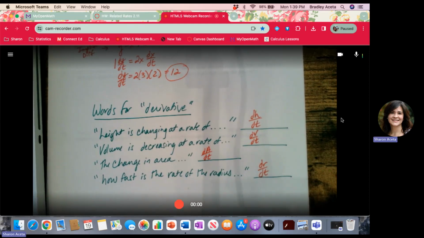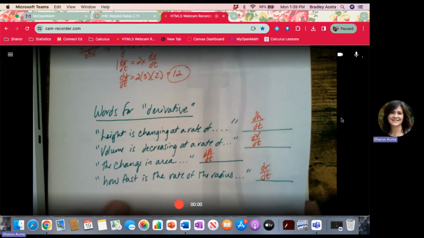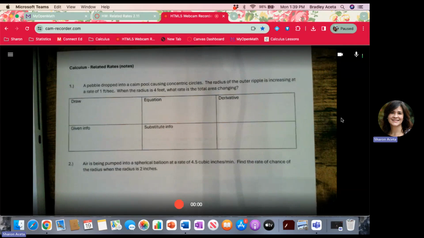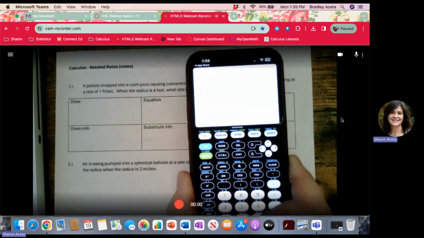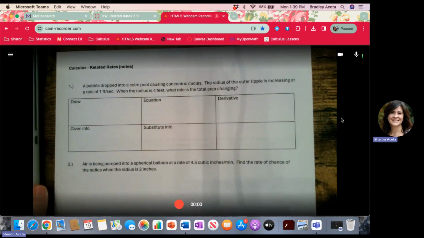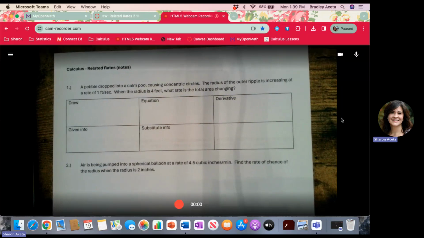Okay, so get out your sheet, the notes, and let's just do some of these examples together. I have a calculator on my phone because my calculators are all at school right now, so I'm doing this from home. I'm going to just use my phone calculator. It should work. All right.